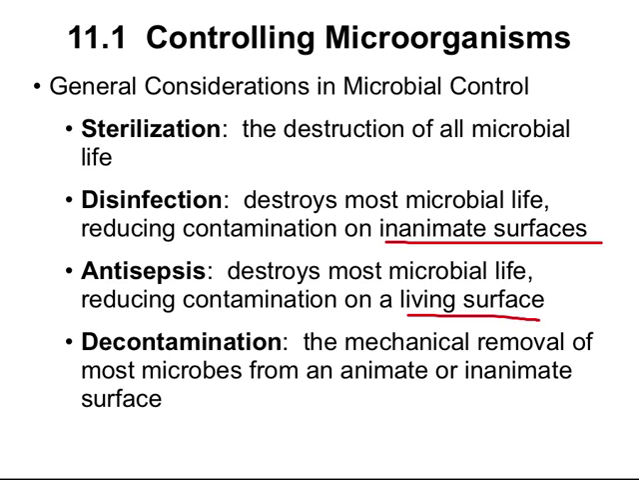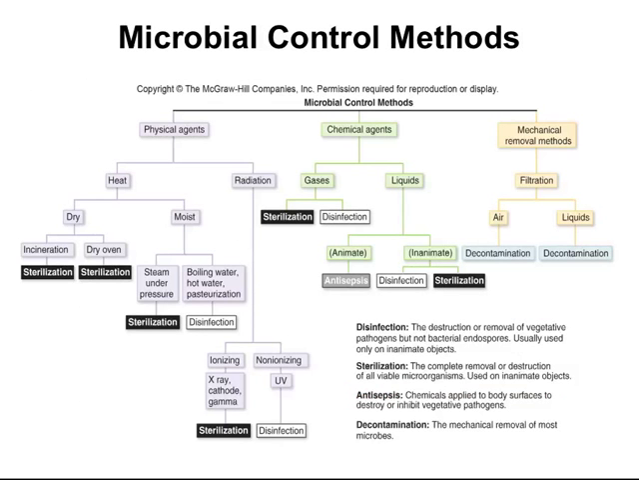Decontamination is the mechanical removal of most microbes from either animate or inanimate surfaces. So we can decontaminate the skin, or we could decontaminate a table. So this figure summarizes those four ideas. We've considered many of these modes before, but there's a group of physical microbial control agents, chemical agents, and then mechanical removal methods. And each of them could result in a variety of different types of microbial control.